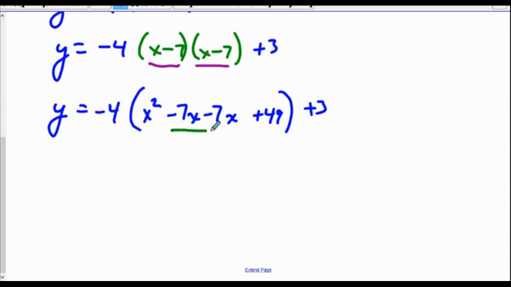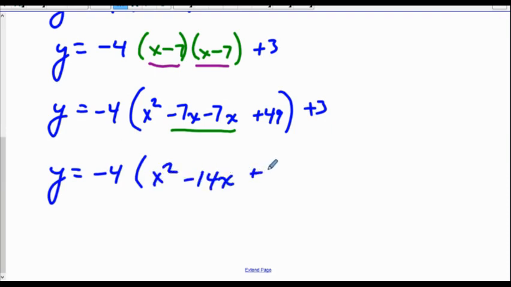Now I'm going to combine my middle term again. So I have y equals negative 4 times x squared minus 14x plus 49, plus 3. We can't add the 3 yet. We got to multiply by 4 first. So let's see. y equals negative 4x squared.